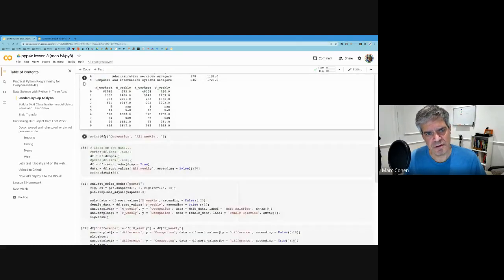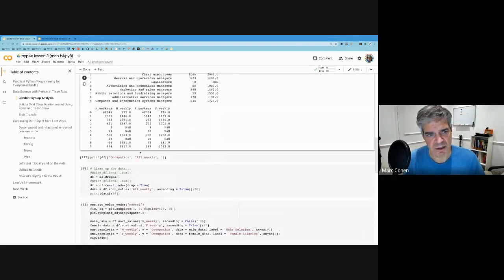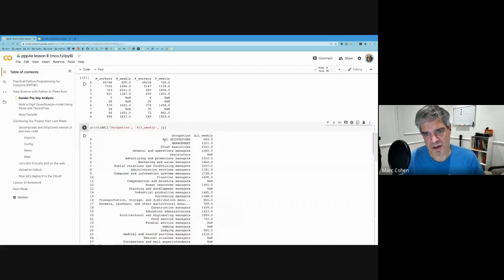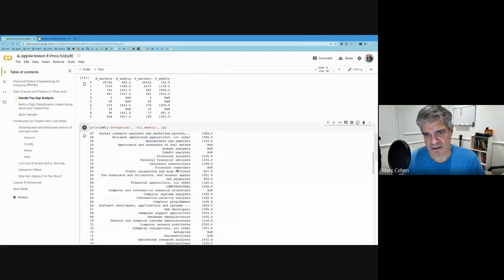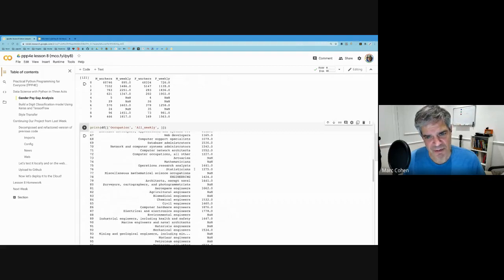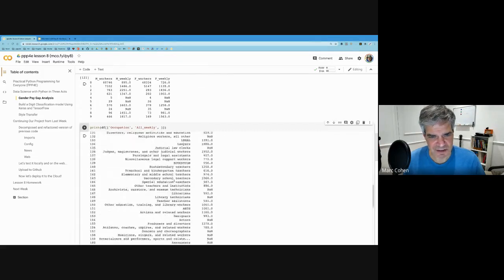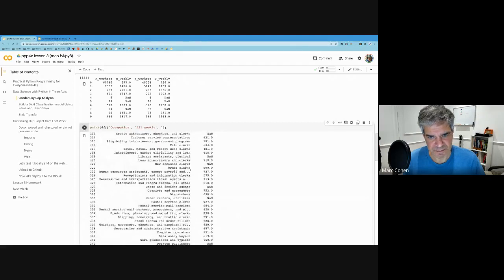We can also reference just columns by name in a data frame. Like we can say print out the occupation column and the all weekly column. That would give us a whole list of occupations with the average weekly income for those across everyone. And that's exactly what we see here. So you can get a sense for all the different occupations. We've got tax preparers, web developers, statisticians, all this stuff. So quite a few, along with the weekly salaries.